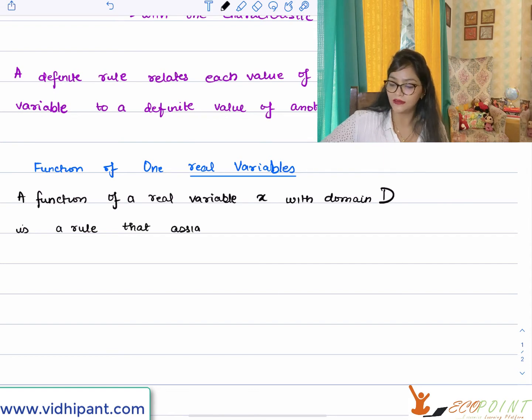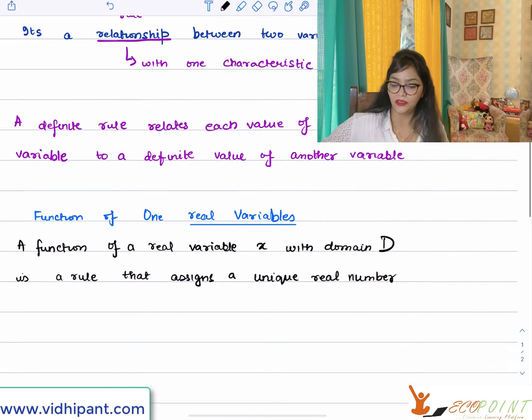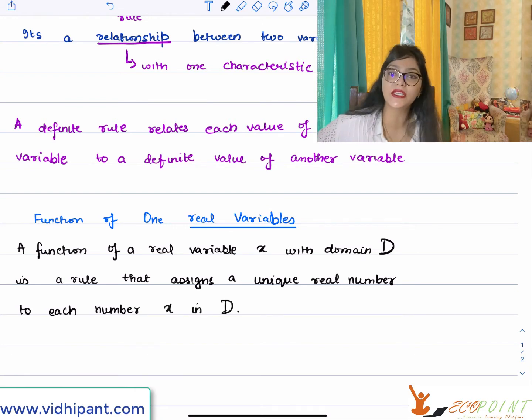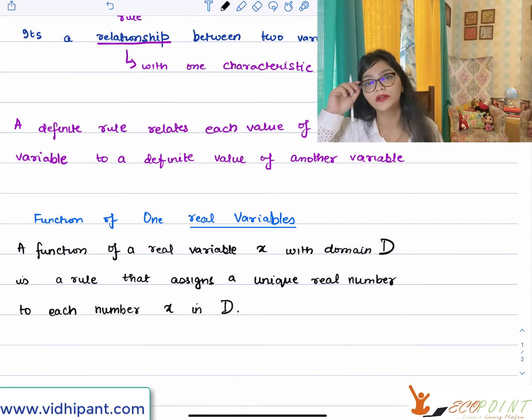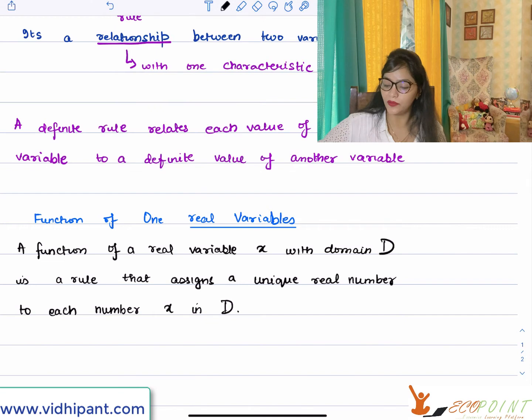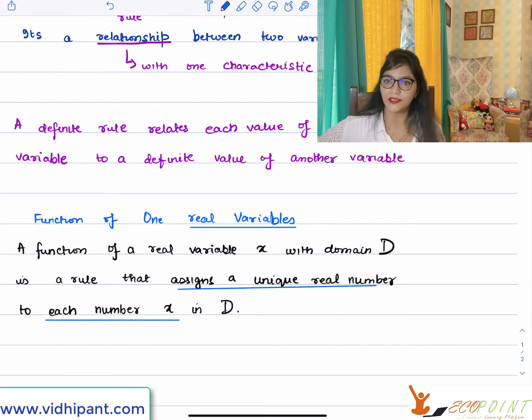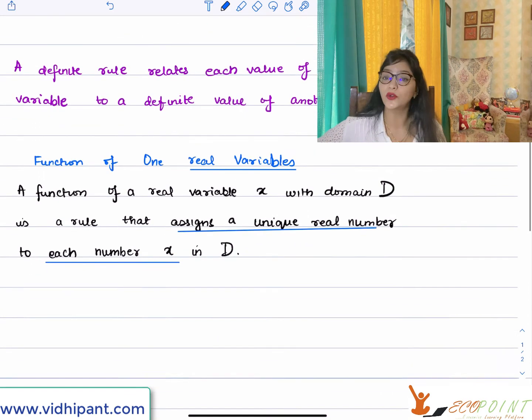A function is a rule that assigns a unique real number to each number x in D. So there are two important parts in this definition: the rule is assigning, to each number x in D, a unique real number in whichever set. That is your output, basically.